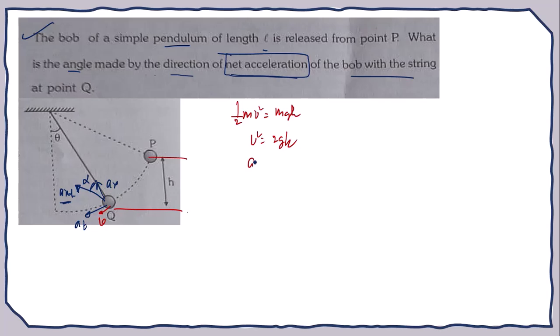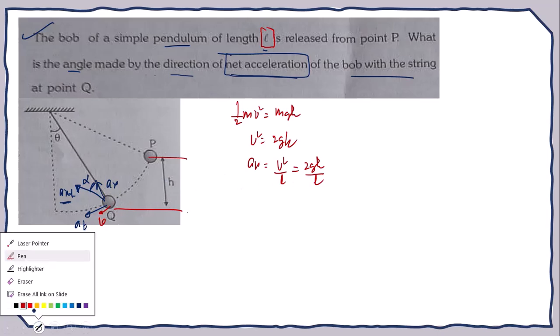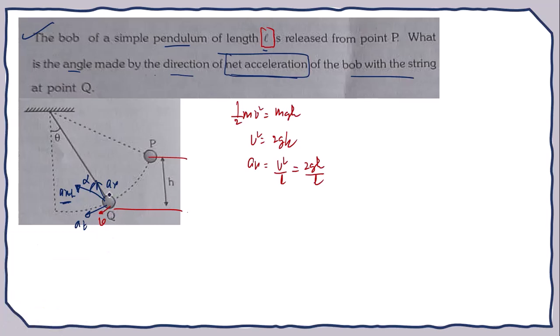So corresponding to that, AR is equal to how much? v square by L, where L is the length of the string that is given. That means AR is 2gh by L. And what is AT? AT is the tangential acceleration, produced due to the mg sin theta component. Here mg is acting downward at a defined angle theta. Net force along this direction is mg sin theta. So AT is force by mass, mg sin theta divided by m, that is g sin theta. So you know the value of AT and the value of AR.